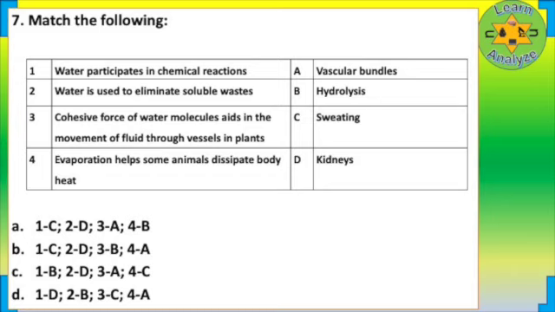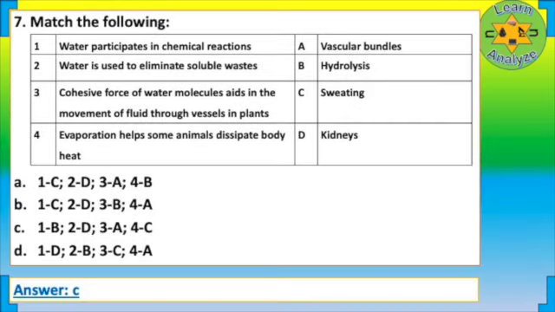C. Sweating. D. Kidneys. Option A 1C, 2D, 3A, 4B. Option B 1C, 2D, 3B, 4A. Option C 1B, 2D, 3A, 4C. Option D 1D, 2B, 3C, 4A. The answer is C.